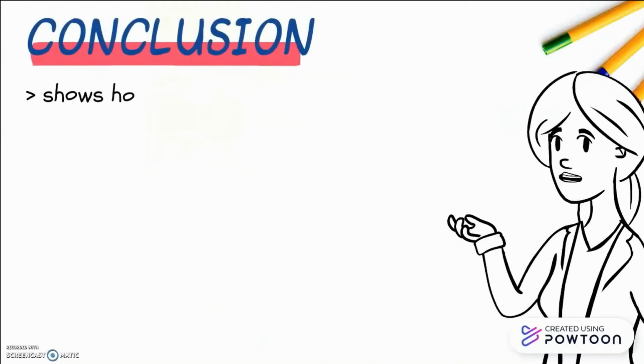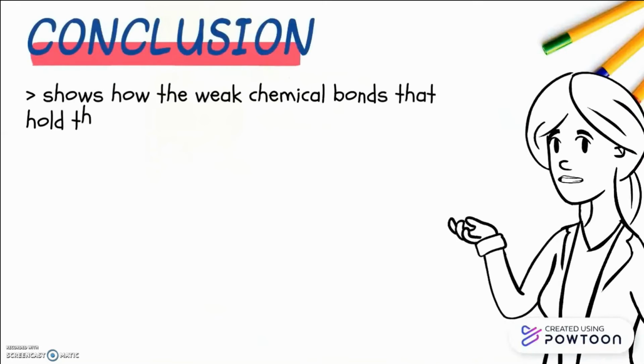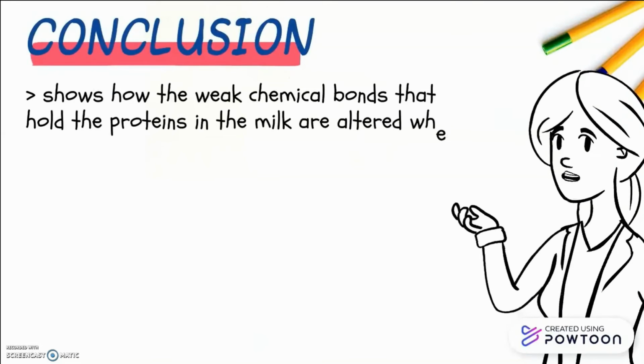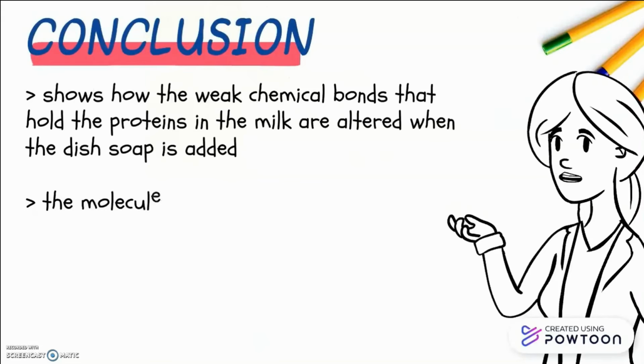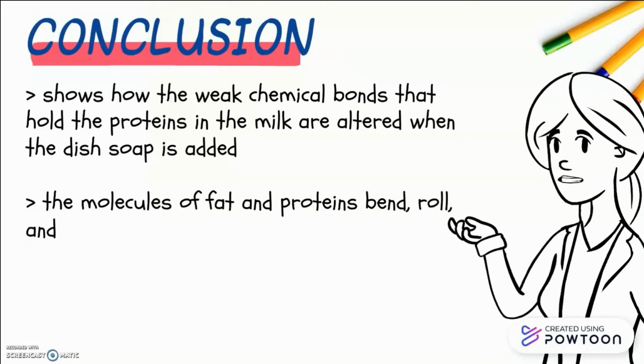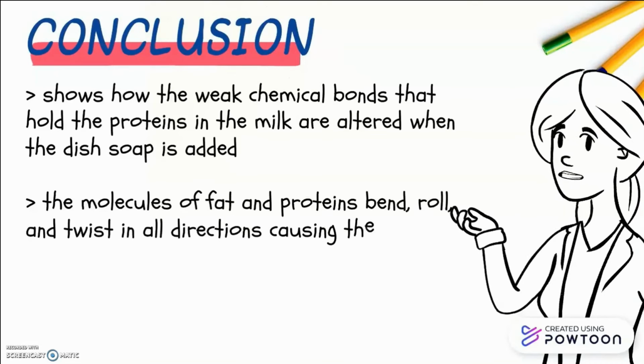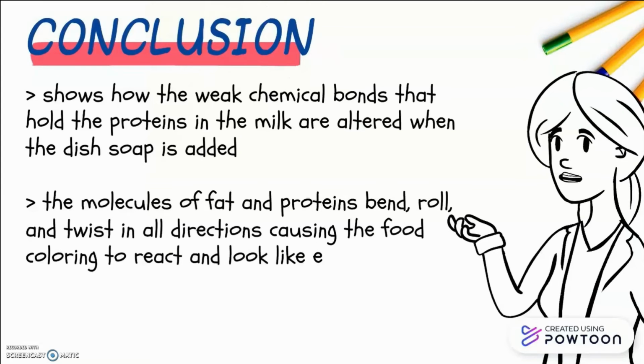This experiment shows how the weak chemical bonds that hold the proteins in the milk are altered when the dish soap is added. The molecules of fat and proteins bend, roll, and twist in all directions, causing the food coloring to react and look like exploding fireworks.